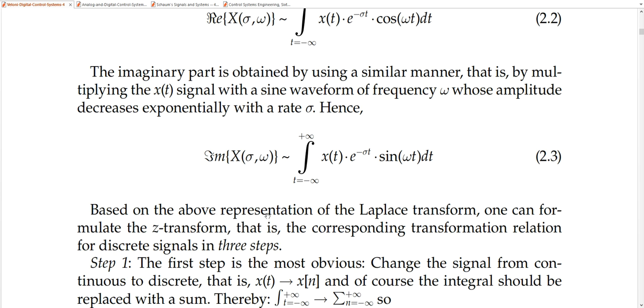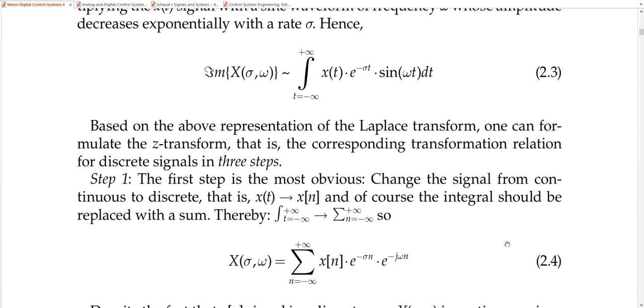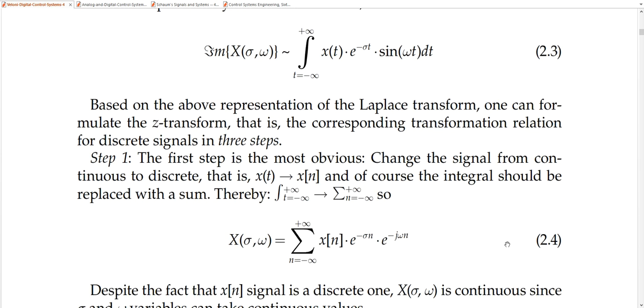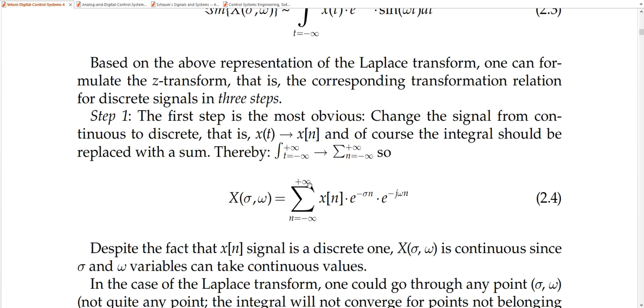So based on the above representation of the Laplace transform, one can formulate the Z transform, that is the corresponding transformation relation for discrete signals, in 3 steps. The first step is the most obvious: change the signal from continuous to discrete, that is x(t) to x(n). And of course, the integral should be replaced with a sum. So instead of the integral sign, we're going to get the summation from negative infinity to positive infinity.